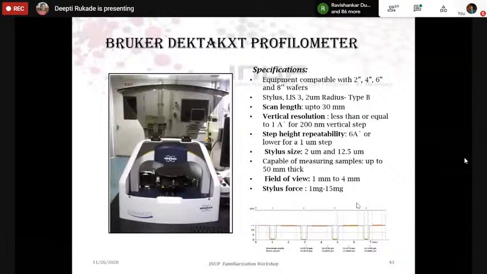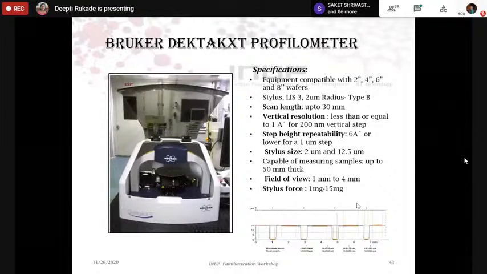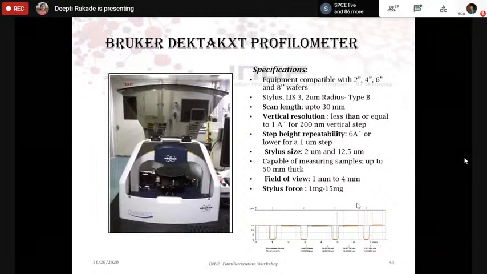Then we have this Bruker Dektak profilometer. It is one of the profilometry techniques that is used for measurement of thickness, or I can say measurement of the size of a feature. As you can see down in the image that is shown, suppose I have fabricated a structure that looks something like this. So you have some trenches or you have some squares here.